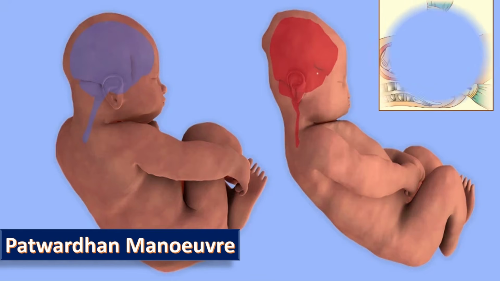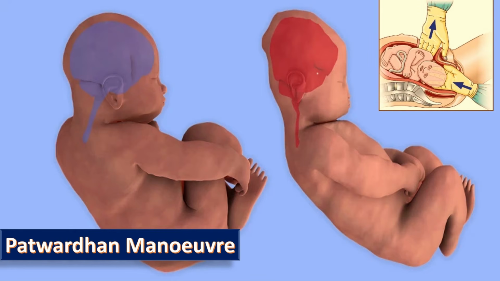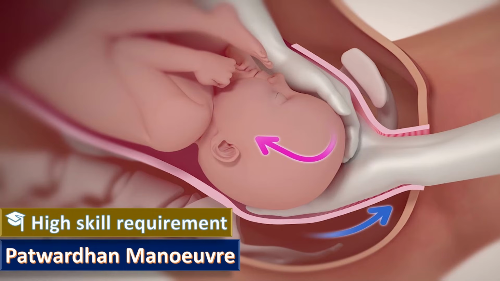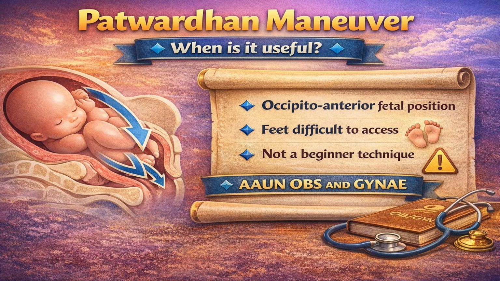Patwardhan maneuver, which is a modification of the reverse breech extraction, in which the arms are delivered first, not the leg. High skill requirement is there. It needs specialist training and repeated practice. Now, when is it useful? It is useful when there is occipital anterior fetal position and the feet are difficult to access, and it is not a beginner technique. A high level of training is required for this procedure.